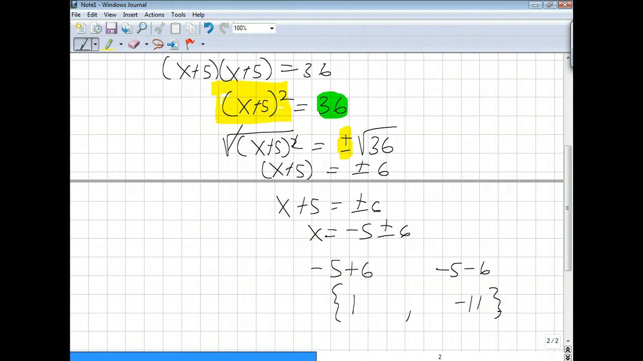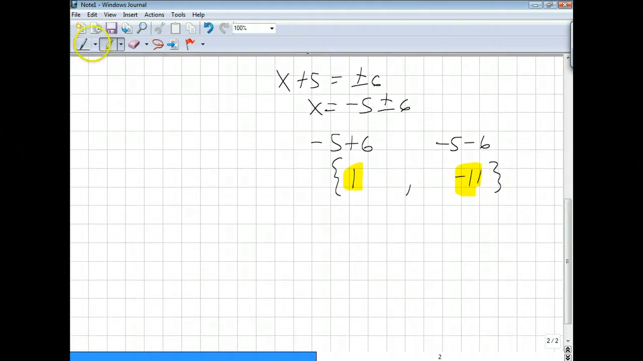Now this particular problem, we could have solved by factoring because our answers come out to be real numbers. But there are some cases, remember, when we tried to solve by factoring, where we couldn't do it. We would get what was called a prime quadratic. So the process of completing the square allows us to solve those types of problems.